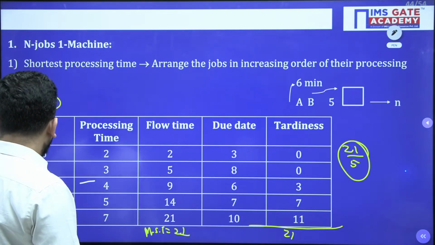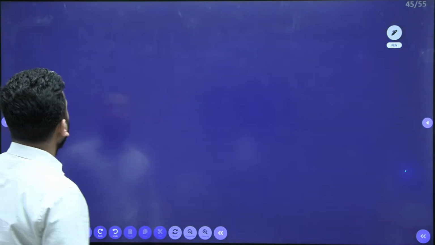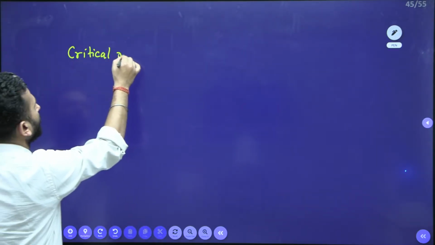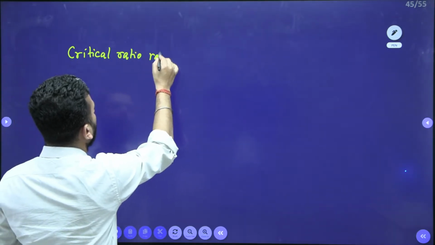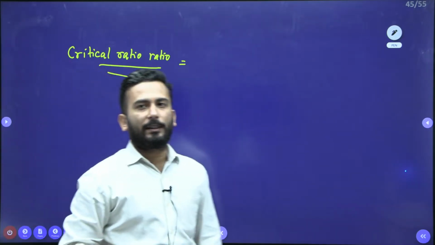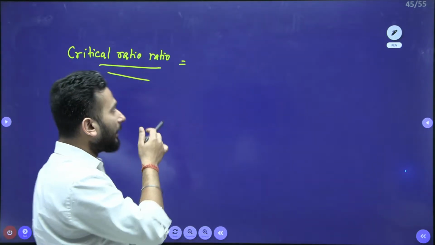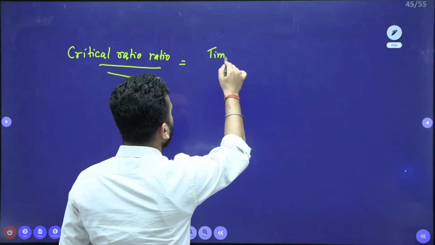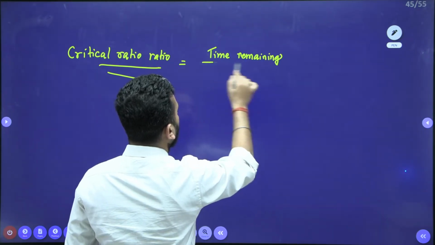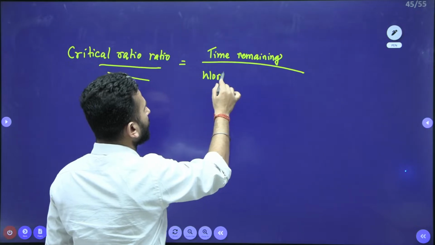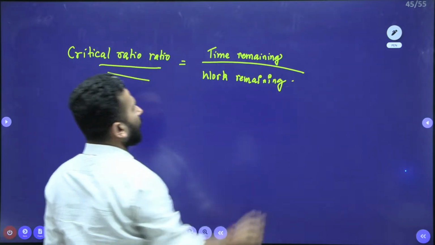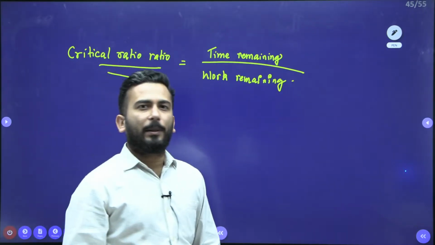Yes. So I want to talk on the critical ratio rule. What is critical ratio, my dear friends? Yes, this is important. What is critical ratio? Critical ratio is time remaining divided by work remaining.